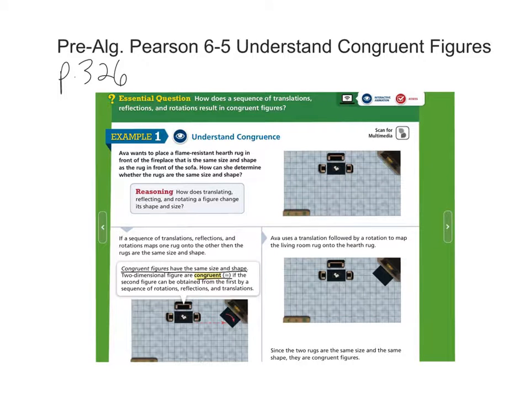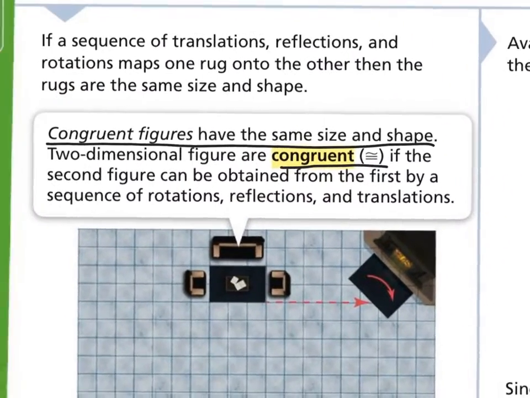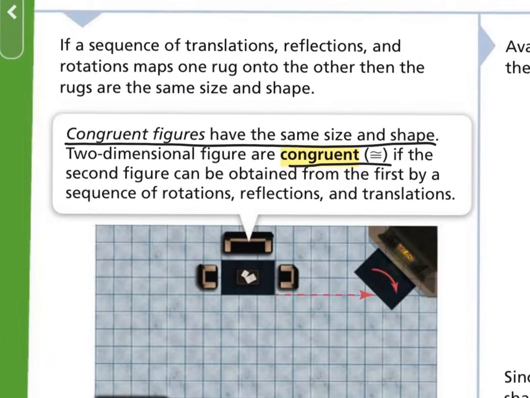Lesson 6.5 is on understanding congruent figures. So first of all, we need to know what congruent means. Page 326 gives us a definition of that. So congruent figures have the same size and shape.